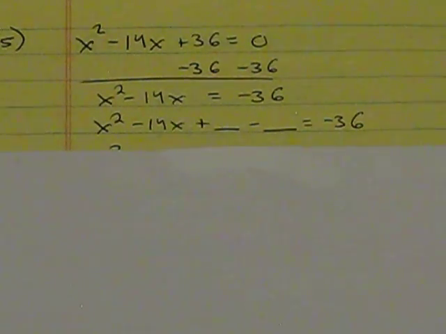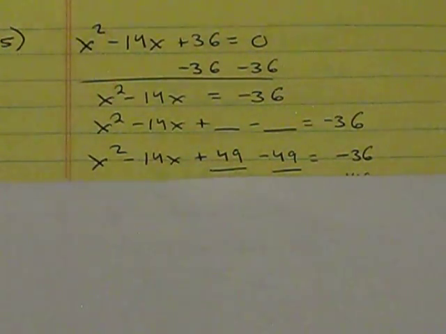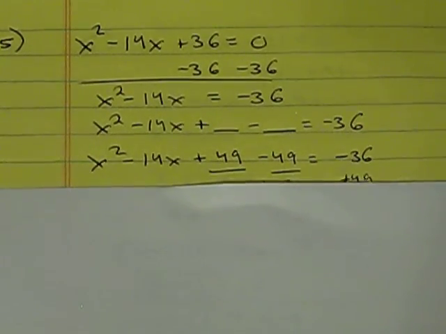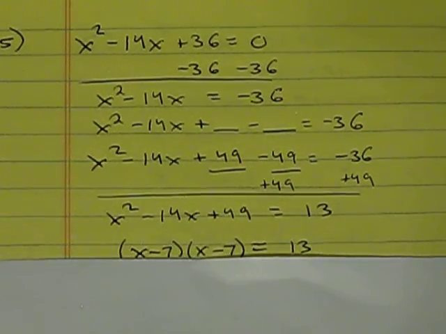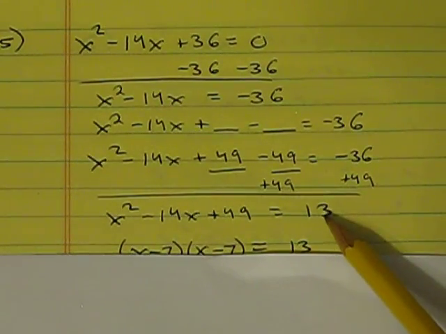If we take half of negative 14, that is negative 7. Negative 7 times negative 7 makes 49. So that's the number for the spaces. So plus 49 minus 49. And now what we want to do is move this 49 to the other side, so I'm going to add that on over. And negative 36 and 49 gives me a 13.